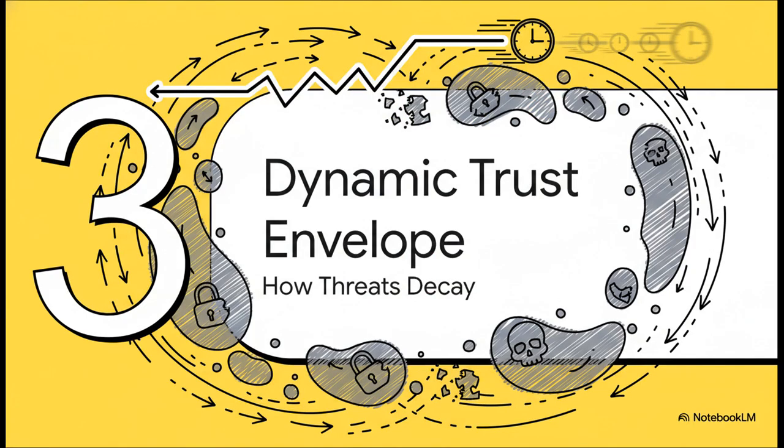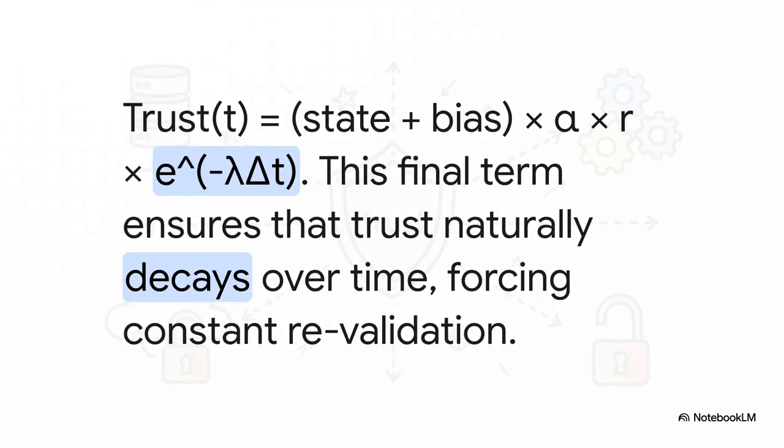All right, next up is one of the most elegant parts of this whole design, the dynamic trust envelope. This is where the system gets really clever and introduces the concept of time, making sure that trust is never a permanent asset. Okay, here's the full formula, and I know it might look a little intense, but don't worry about all the symbols. I just want you to focus on that very last part, that e raised to the power of negative lambda delta t.